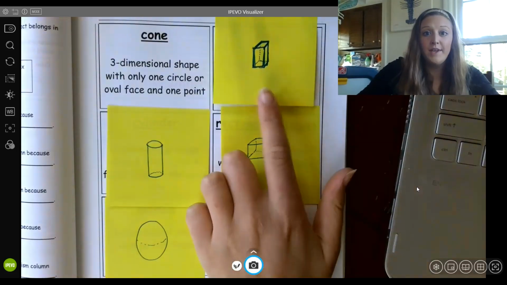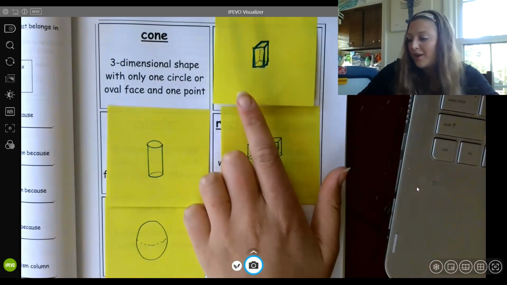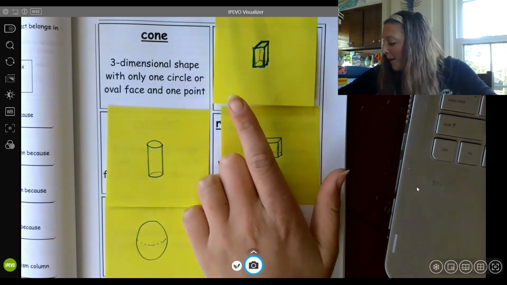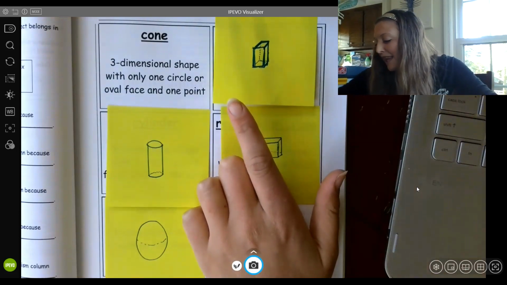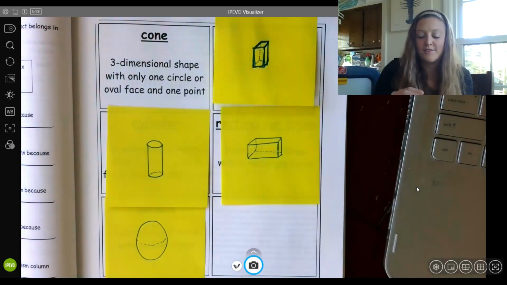The one right here next to it, I didn't do a very good job of drawing it, so I'm going to go ahead and pull it out of my box over here to show you it a little bit better. So right here, you can see.